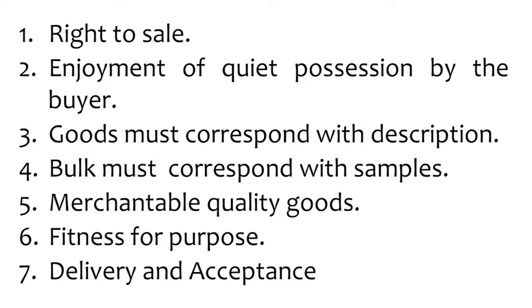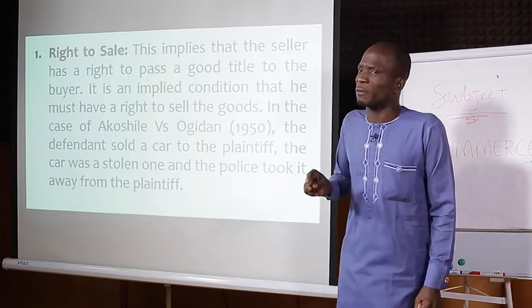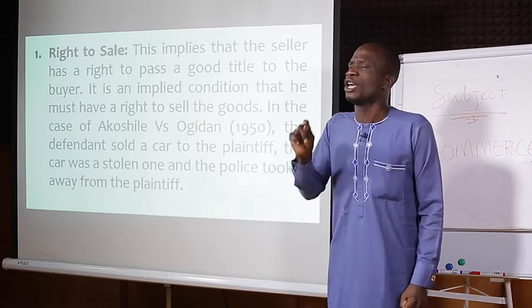The fourth one is bulk must correspond with sample. The fifth one is merchantable quality of goods. The sixth one is fitness for purpose. Then the last but not the least, the seventh one, is delivery and acceptance. Learners, we are going to look at these provisions one after the other.